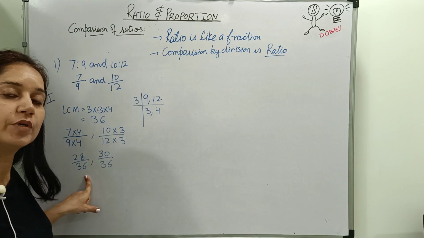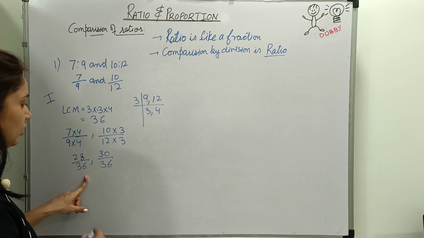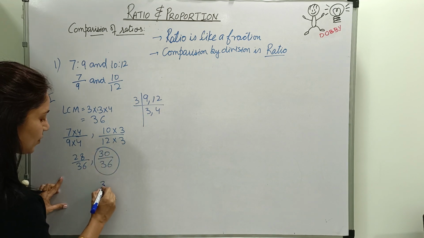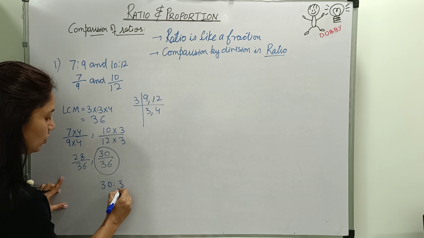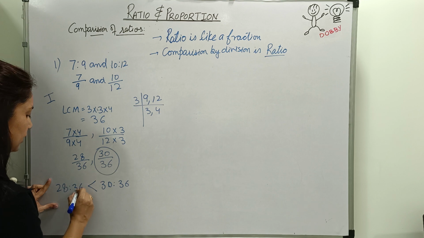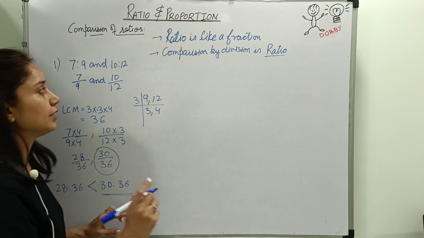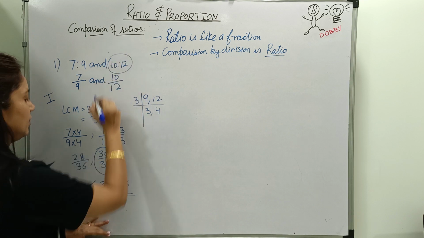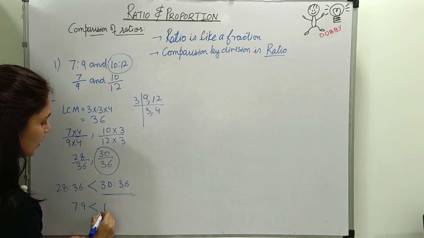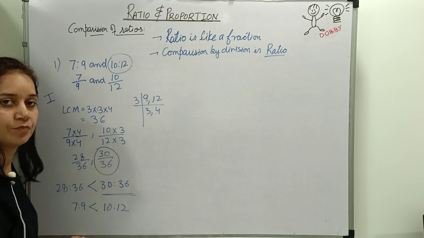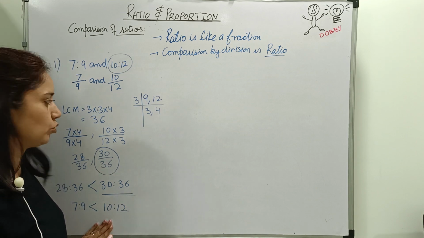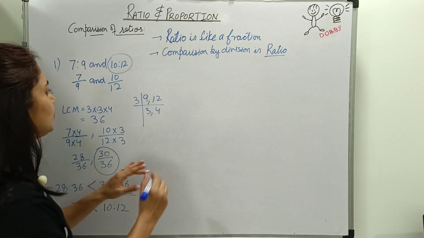So from here you can judge easily which is the greater fraction. 30/36 is the greater fraction. That means 30:36 is the greater fraction than 28:36. And second answer is greater. That means second ratio is greater. So finally we can write 7:9 is smaller than 10:12. The way we compare fractions, same ways we compare ratios. This is the first method, LCM method.